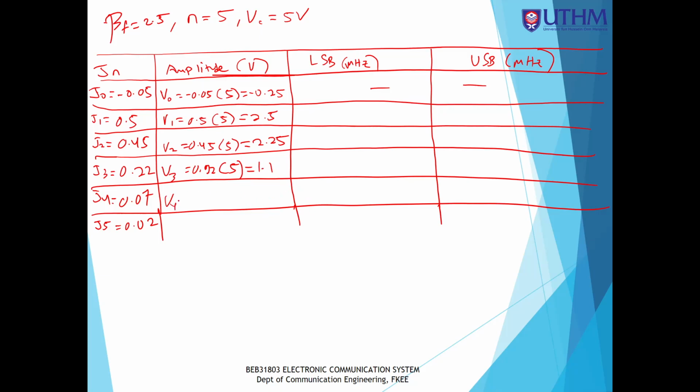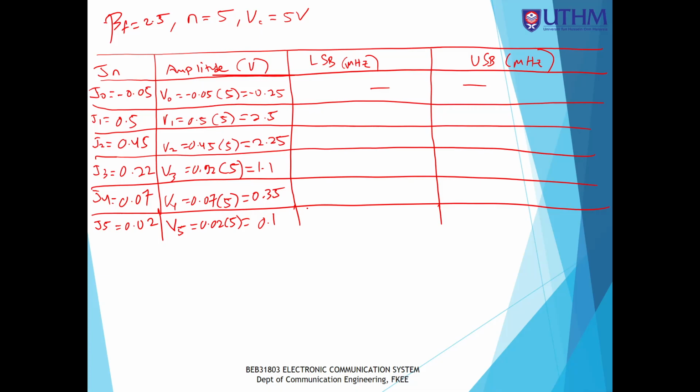And then V4 here is 0.07 times 5. So here is 0.35 volt. And then V5 is equal to 0.02 times 5, equal to 0.1 volt.